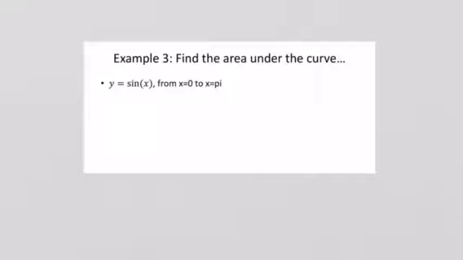Okay, last example for finding the area under the curve. We're going to find the area under sine of x from x equals 0 to x equals pi. Last time, pause the video, and when you are ready to check, you can unpause and it will skip ahead to the worked out answer.